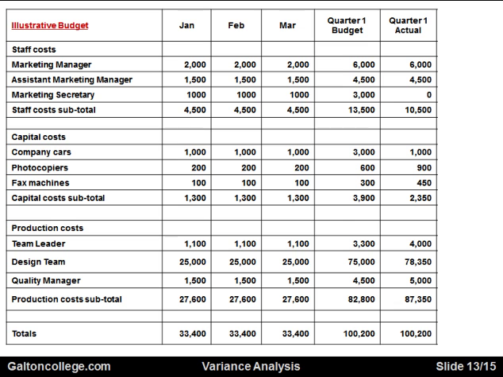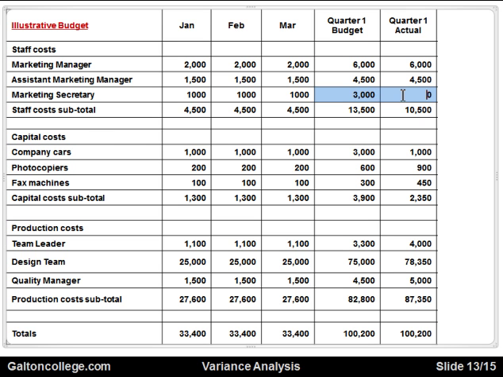Let's say the actual expenditure for the first quarter was what we've written here. Now let's say the marketing secretary here is an interesting one, because there was a budget of 1,000 for each of them, and that comes to 3,000, which is what's in the budget. But the actual is 0. So there was no marketing secretary. There was nobody working in that capacity. So there was a budget for 3,000 and there was nothing spent. Down here the budget is 600, but 900 was spent. So there's a difference there. And there's a difference in many of the other ones as well.